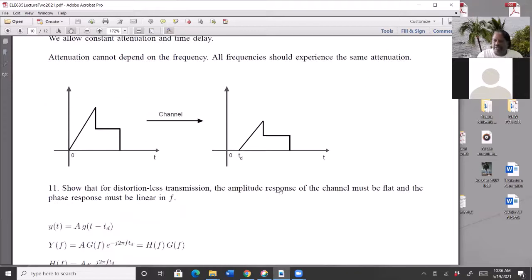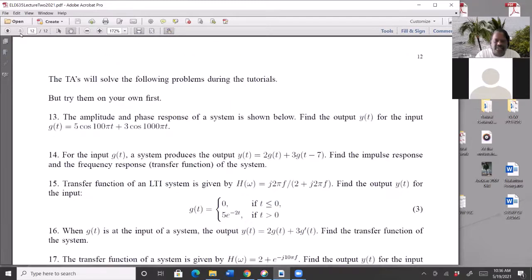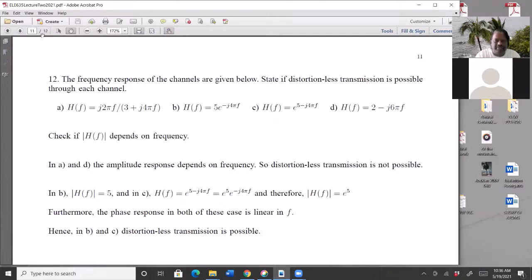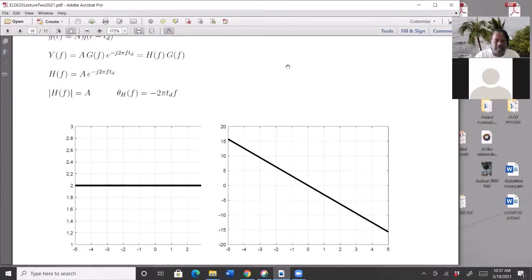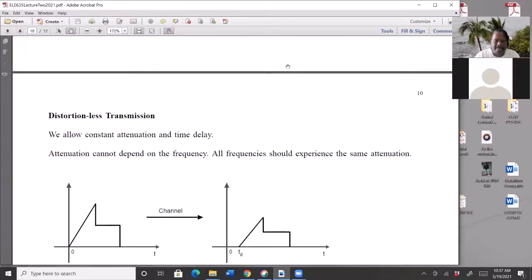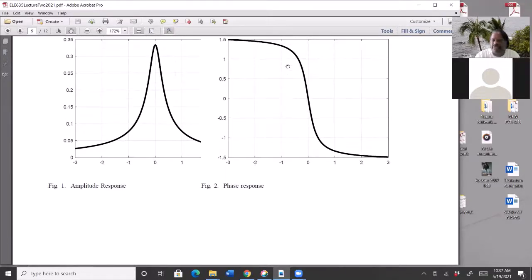Now, here is something important. I think this is the last topic in this lecture, then we will start AM and go a little bit. Are you guys okay so far with all of this?